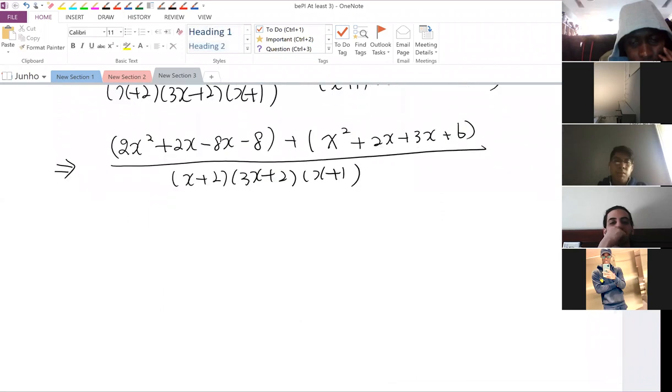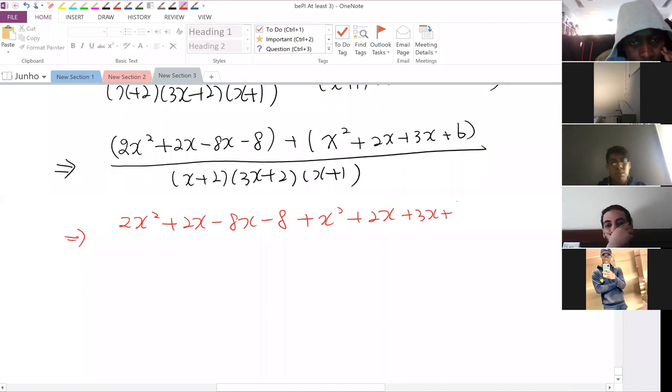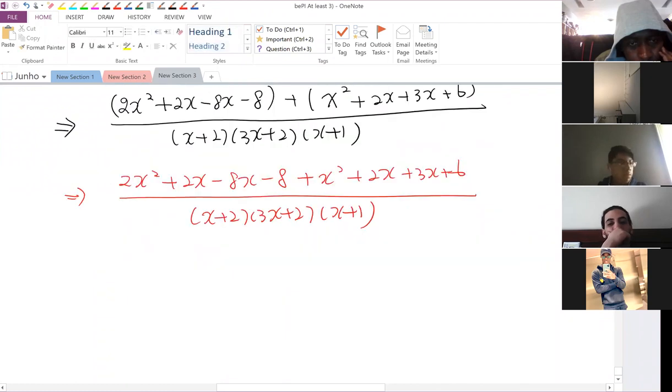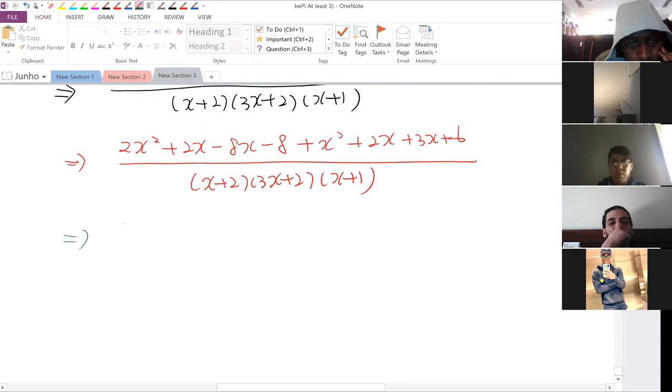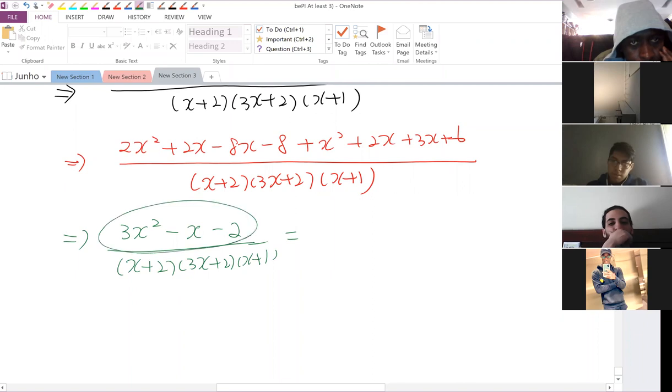Okay. Now, we open the parentheses on the numerator, and this becomes 2x squared plus 2x minus 8x minus 8 plus x squared plus 2x plus 3x plus 6 over x plus 2 times 3x plus 2 times x plus 1. Okay. Combine like terms: 3x squared minus x minus 2 over x plus 2, 3x plus 2, x plus 1. Okay, please factor this trinomial.